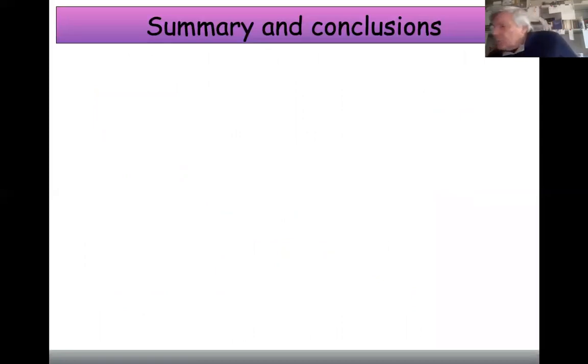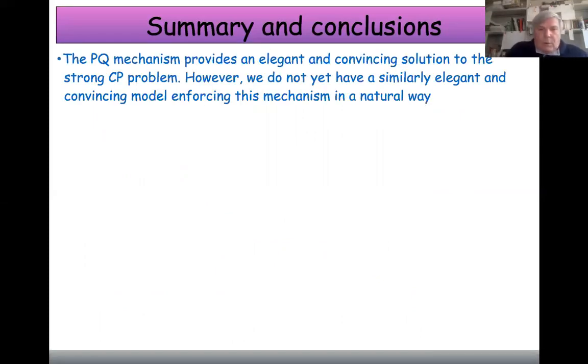Summary and conclusion, I think I am almost on time. So the Peccei-Quinn mechanism provides an elegant and convincing solution to the strong CP problem. However, in my opinion, we do not yet have a similarly elegant and convincing model enforcing this mechanism in a natural way. We could say maybe that we have a mechanism, but we don't have a theory for that mechanism.